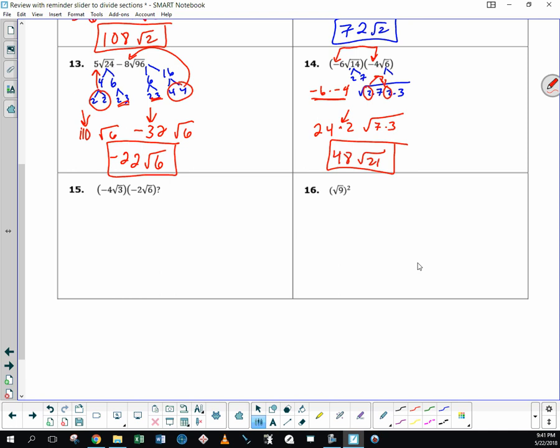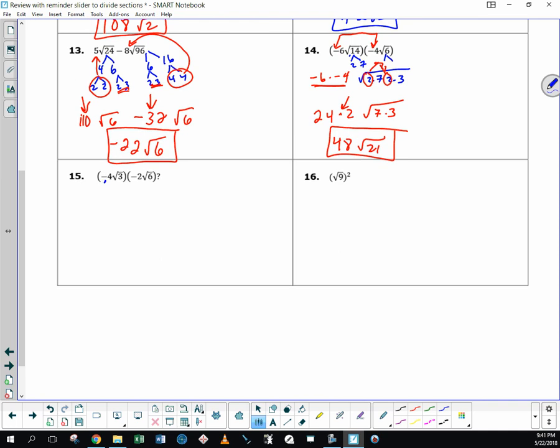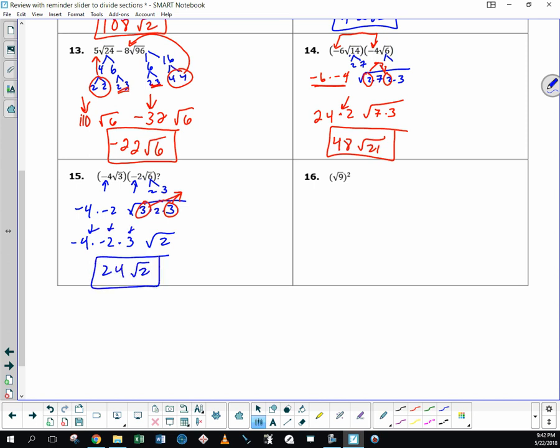Number 15 is the same process all over again. We just did outside times outside, inside times inside, and I'm breaking the 6 down so that it's 3 and 2. Take a look at it. I've got a pair of 3's. They're going to come out. So on the outside now I have negative 4 times negative 2 times 3, and on the inside I have square root of 2. When I multiply these numbers on the outside, I get 24 square root of 2.